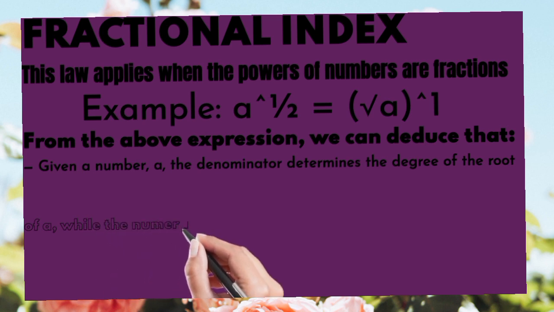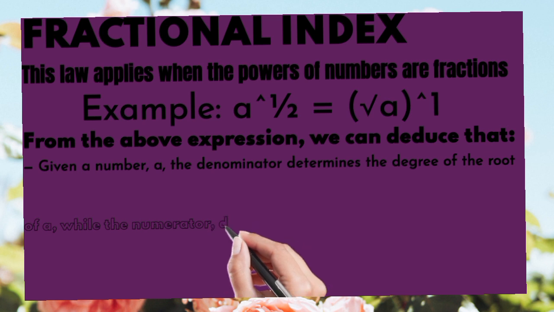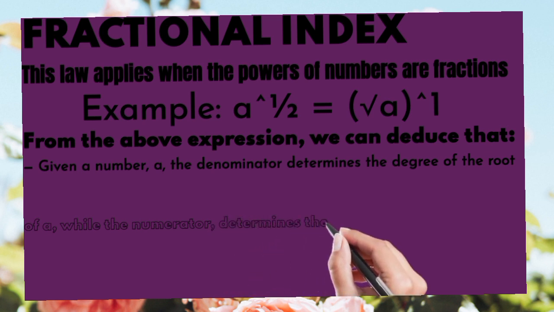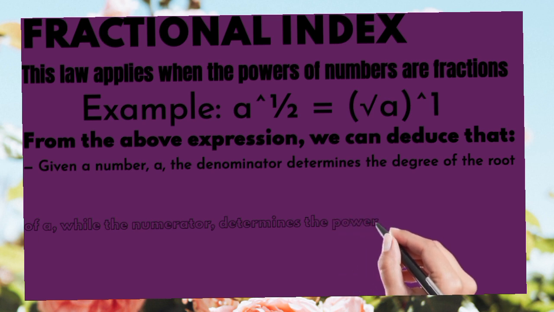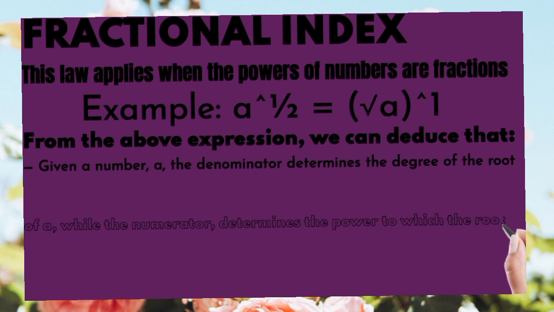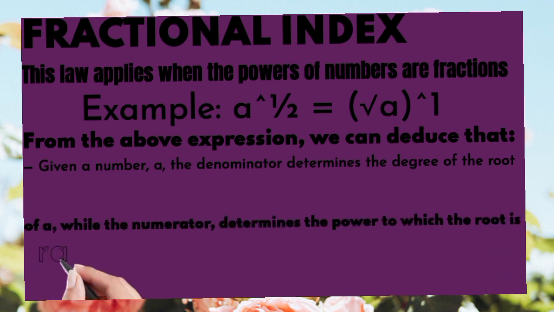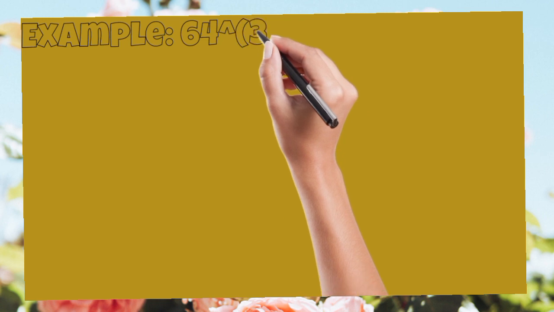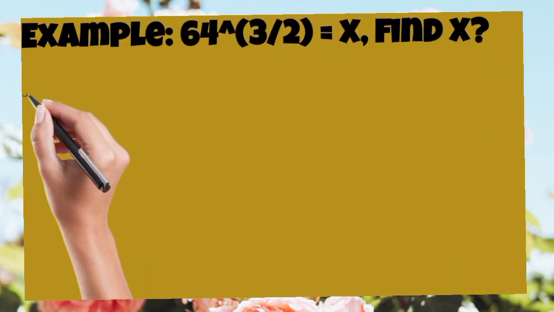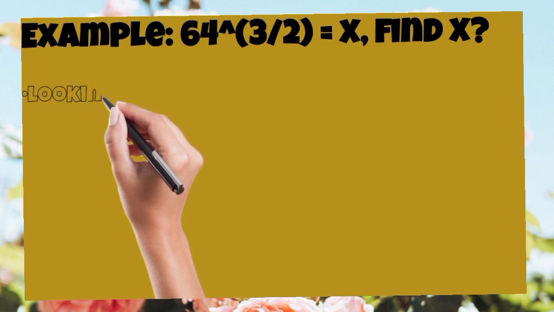Then while the numerator is determining what that entire value is raised to, that is the root a raised to 1, the numerator determines that. Please take note. That is, it determines the power to which the root is raised. So we are going to take an example where you have 64 raised to the power of 3 over 2 is equal to x, and you are asked to find the value of x.